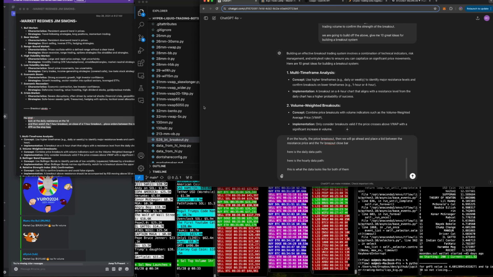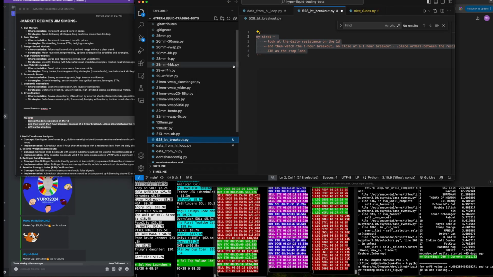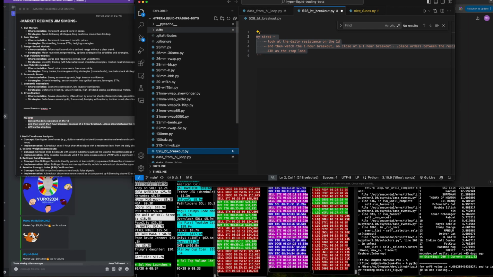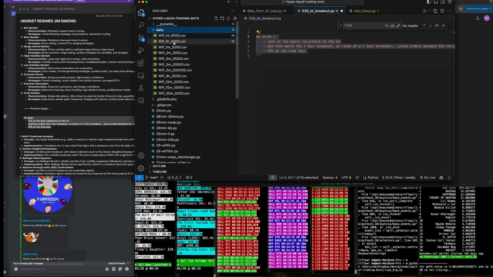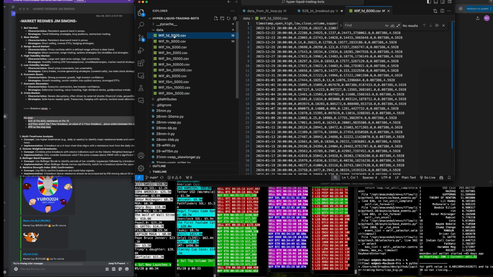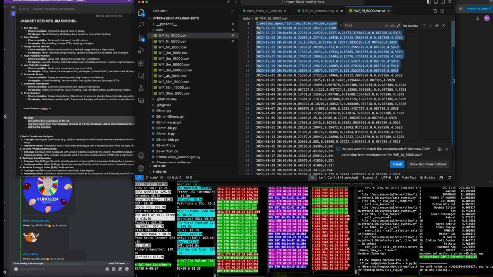Okay. Let's go get the data for both of them. Breakout, okay. Data, what data did we get? We got the 15 minute, no. The 1 hour, yes. We got the 1 hour and the 1 day. So this is what it looks like, okay.